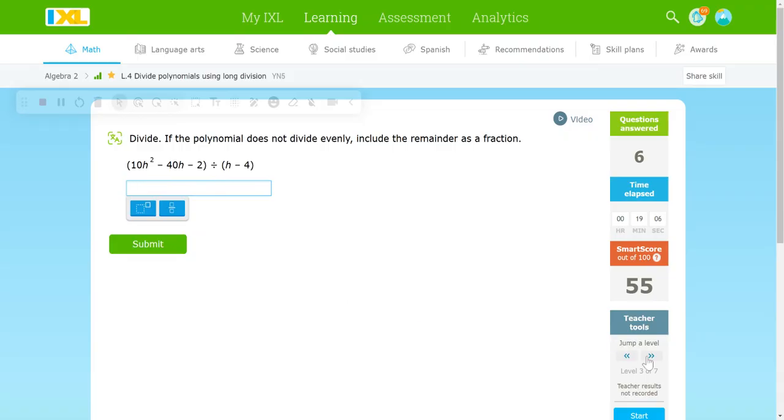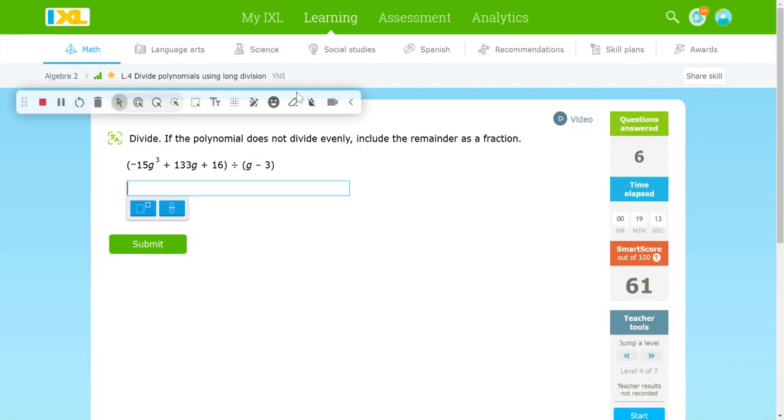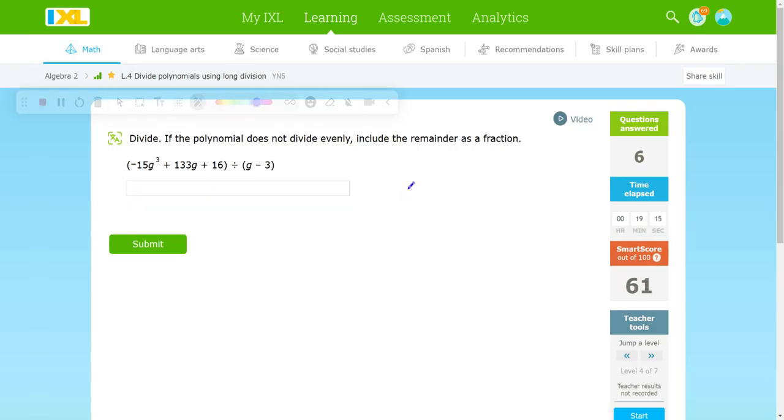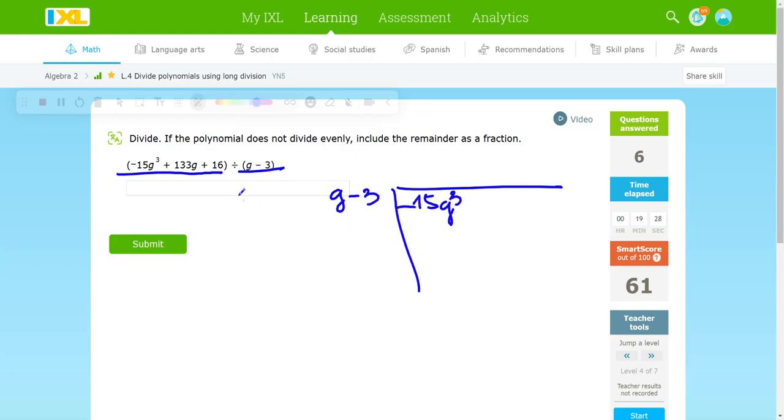Okay, so this is level 3. I can do level 4. Okay, level 4. Here we go. Same thing happening. So I would write down this marking over here. G subtract 3 should be on the top left. And then negative 15g squared, g cubed, plus 133g plus 16. Okay, so now let's start your division.